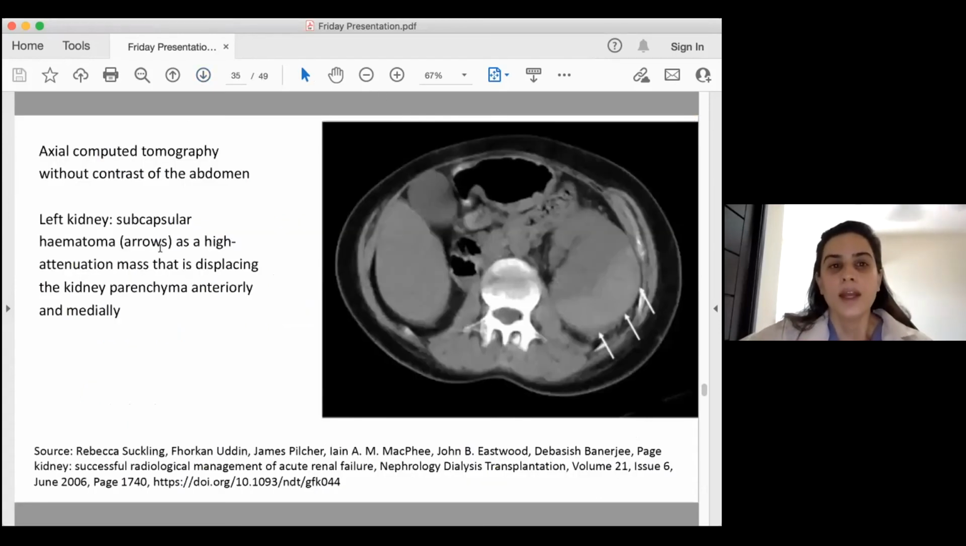In an axial computed tomography without contrast of the abdomen, this is the projection we are observing here. We can see in the left kidney there's a subcapsular hematoma where the arrows are pointing. This is a more attenuated mass that is displacing the kidney parenchyma anteriorly and medially. If you compare it to the opposing kidney, you can see that this attenuation does not exist. Again, it is conserved within the capsule of the kidney.